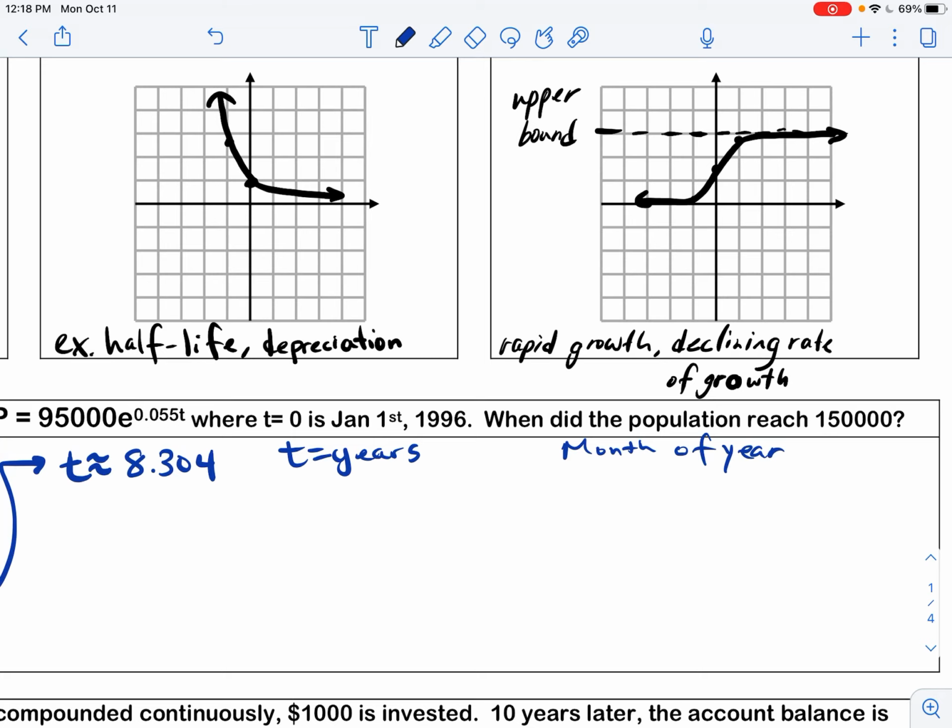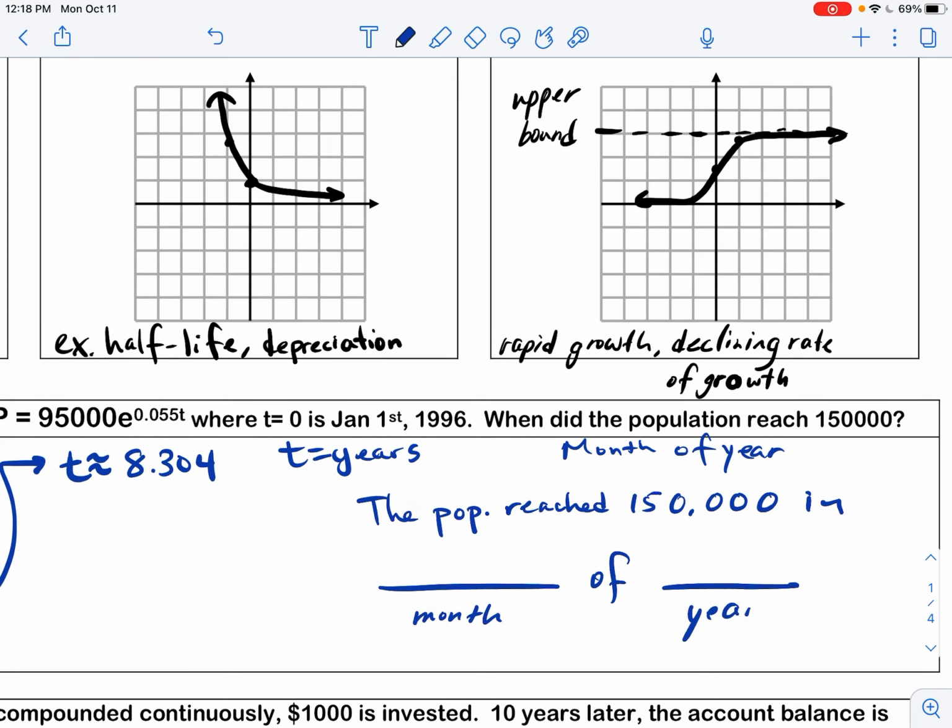So first things first, I'm going to start writing my sentence. I'm going to say the population will reach, or since it's actually past tense, we can say reached 150,000 in, and let's write the month here of, and the year. So let's focus on the year first because that's pretty easy. If we know that this was 8.3 years, and you know that t is equal to 0 is on January 1st, 1996, well, 8 years, that means now we have to be in the year 2004. That's 8 years after 1996.